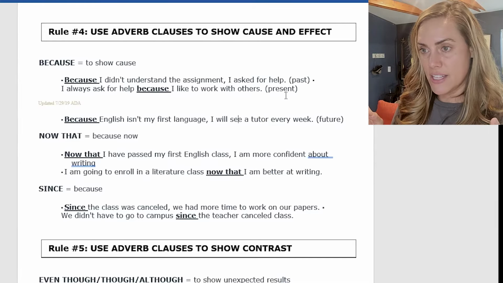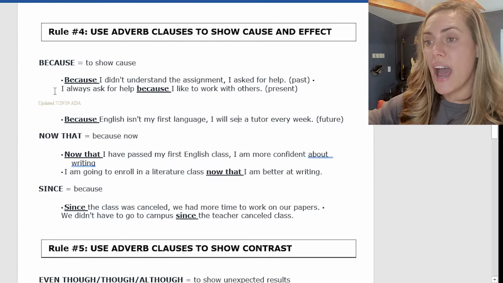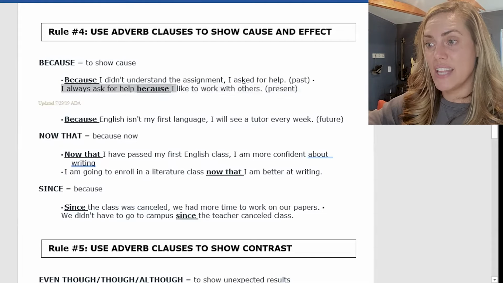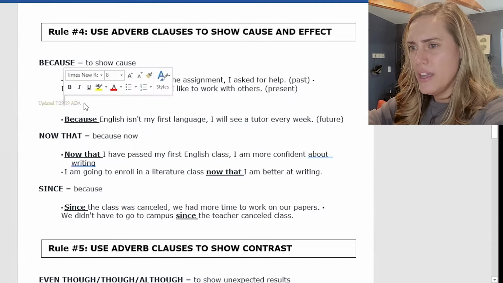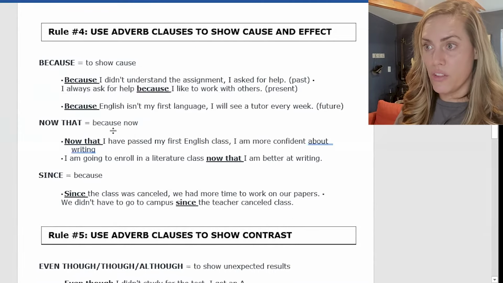Cause and effect. Or you can say, I always ask for help because I like to work with others. Why do you always ask for help? Why? Because I like to work with others.